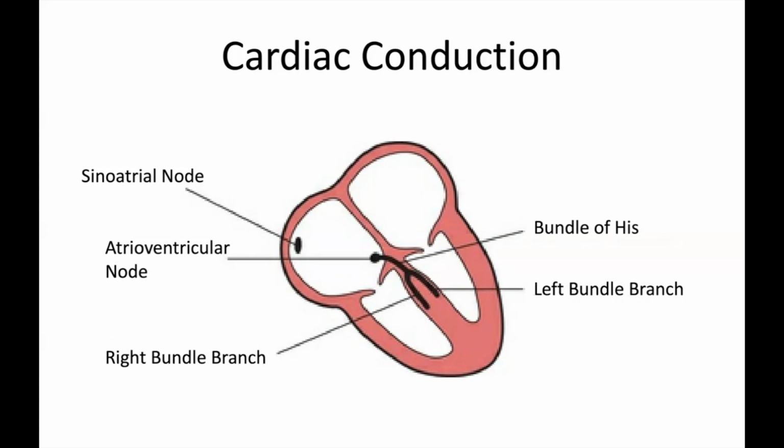Each of these has their own intrinsic, almost like pacing rate. So the sinoatrial node goes around 60 or 80 beats a minute, and the AV node, if it was left to its own devices, would go 40 to 60 beats a minute, bundle of His around 40 beats a minute. So it can help us figure out where a rhythm is coming from based on what the heart rate is at times.